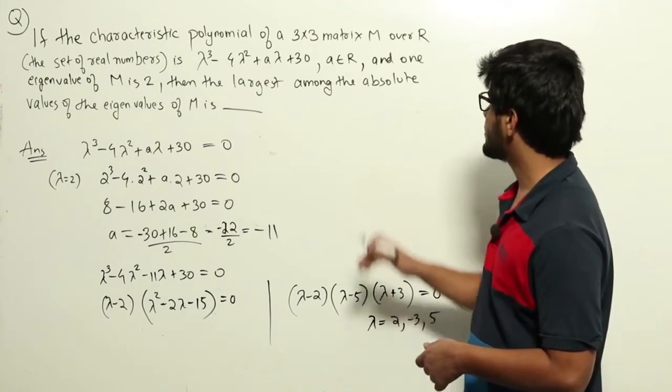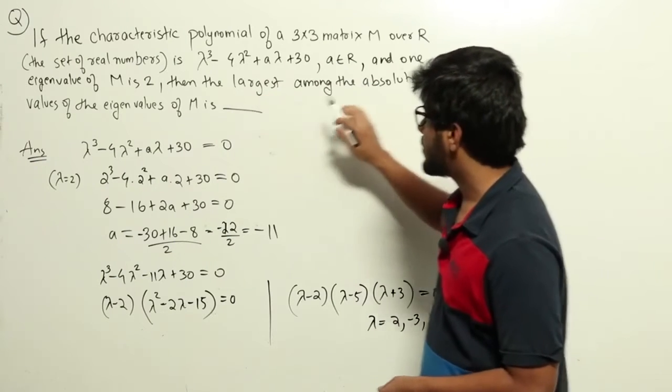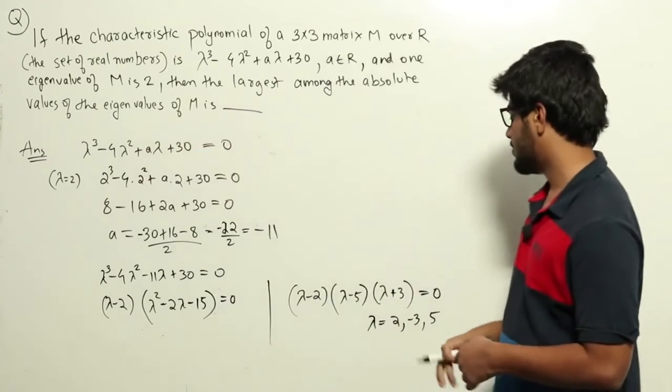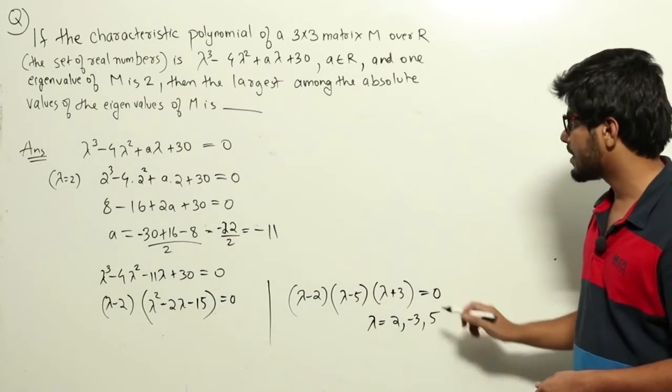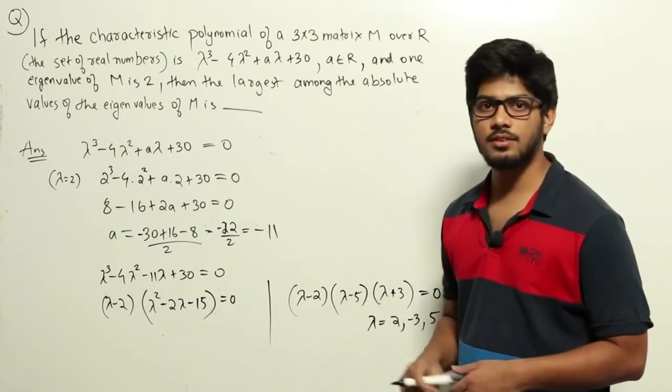In the question they were asking the largest among the absolute values of eigenvalues of M. So the absolute values of eigenvalues of this are 2, 3 and 5, and the largest among that is 5. So 5 is the answer to this question.